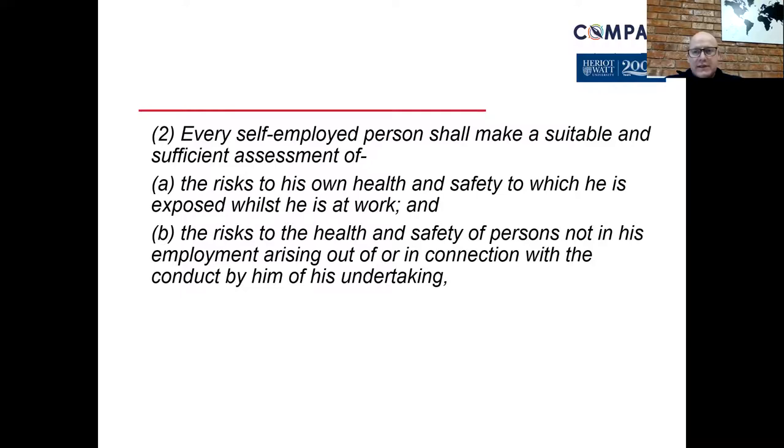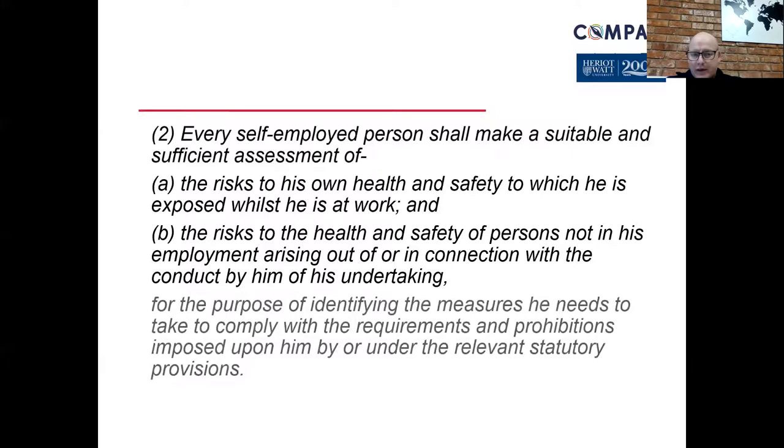So if there it says, Regulation 3, subsection 2, every self-employed person shall make a suitable and sufficient assessment of the risk to his own health and safety, and then the risk to the health and safety of others in connection with what they do. For the purpose of identifying the measures they need to take to comply with the requirements and prohibitions imposed by or under relevant statutory provisions. So that bit is exactly the same as 3 subsection 1. Yeah, the wording is exactly the same, other than it specifies in that about the fire precautions.